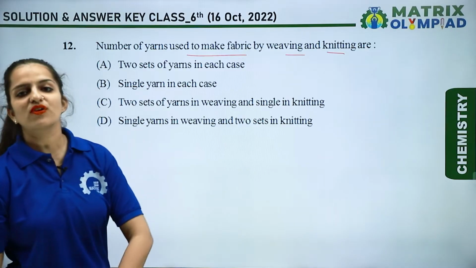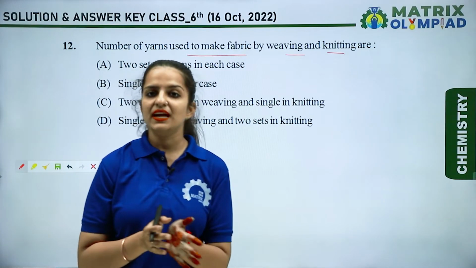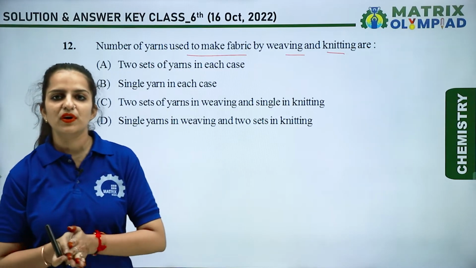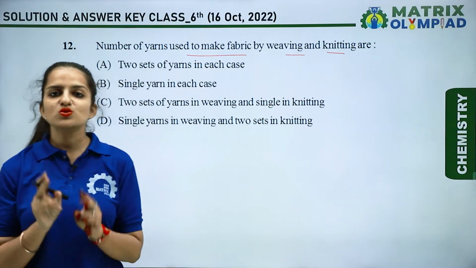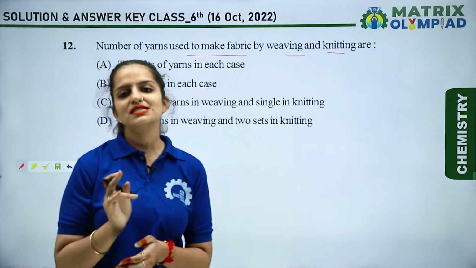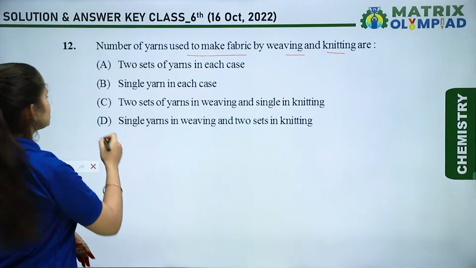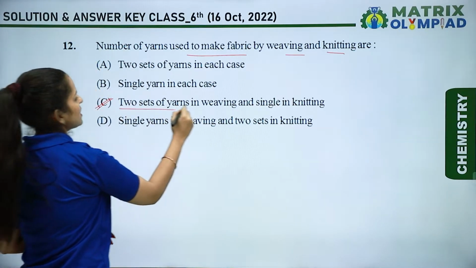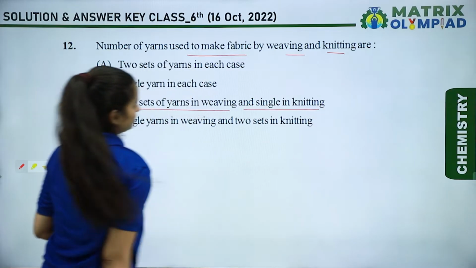Weaving is a process of converting yarn to fabric, and knitting is also a process of converting yarn to fabric. In weaving we use 2 sets of yarn, and in knitting we use only a single set of yarn. So here option C is correct. 2 sets of yarn in weaving and single in knitting.